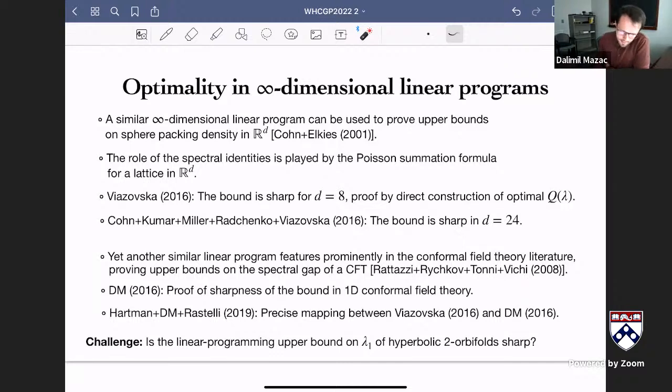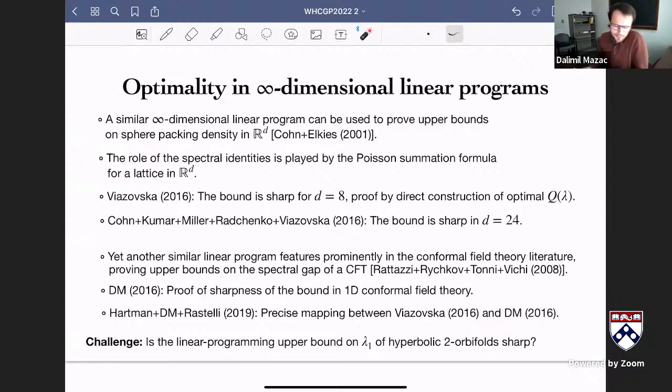So this was the paper that basically started the recent conformal bootstrap in higher dimensions revolution. And then in 2016, I was asking the question whether we can prove some of these bounds in a sharp way, and I was able to do it in the case of the 1D bootstrap with SL2R. I didn't know anything about sphere packing at that time, but then after I came to Stony Brook and started working with Rastelli and Tom Hartman, we realized that there is a precise mapping between Viazovska's proof of the saturation in 8 dimensions and this proof in the context of 1D CFT.